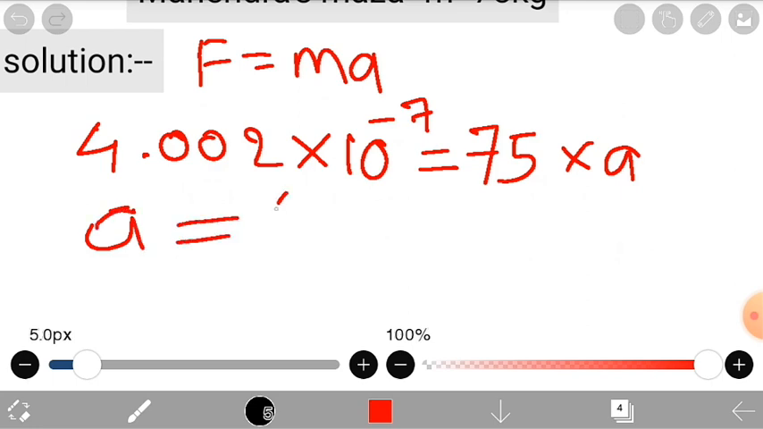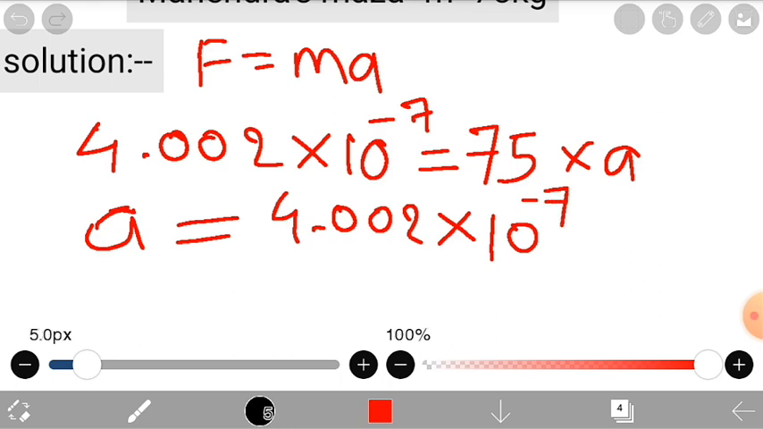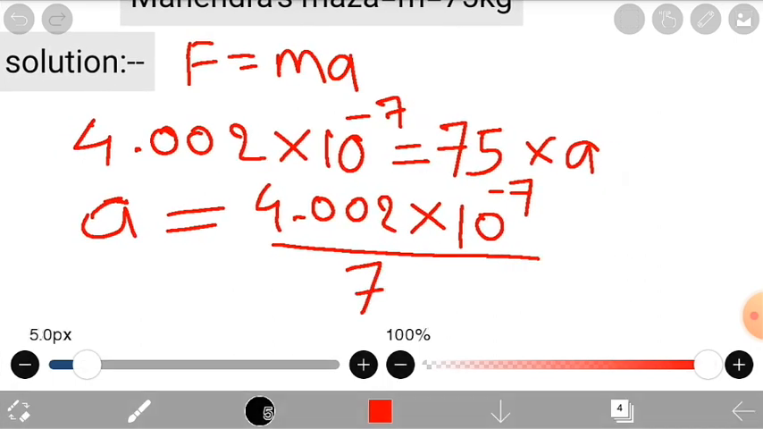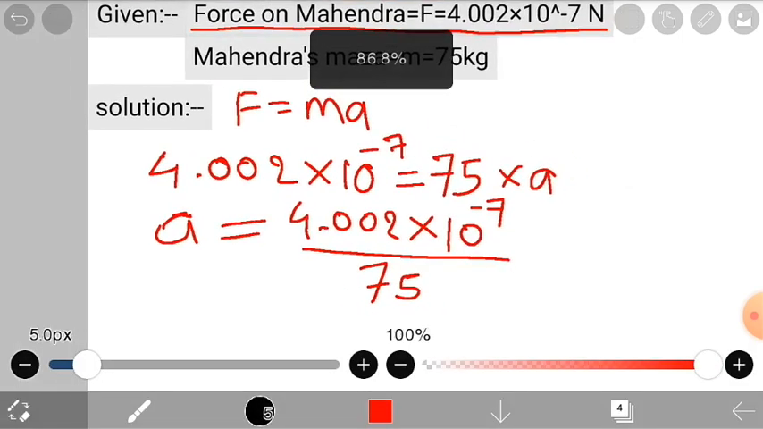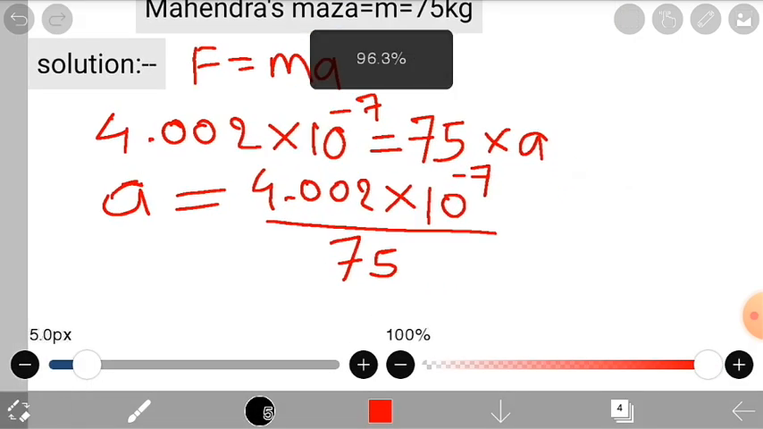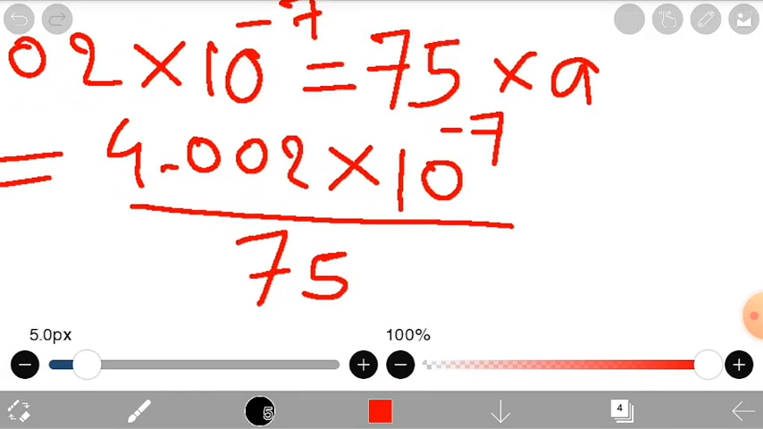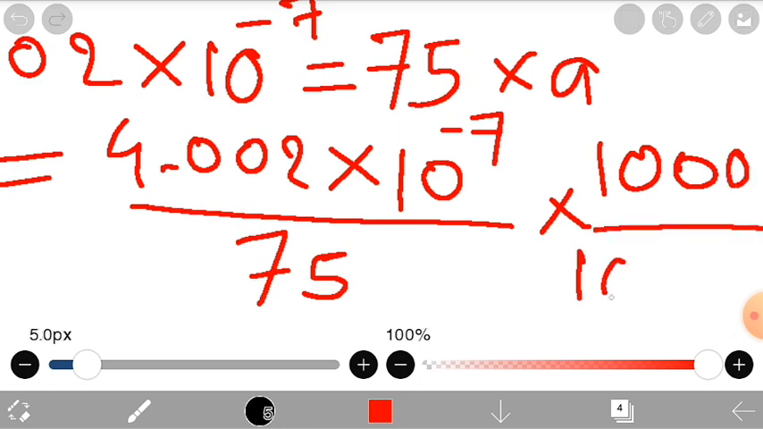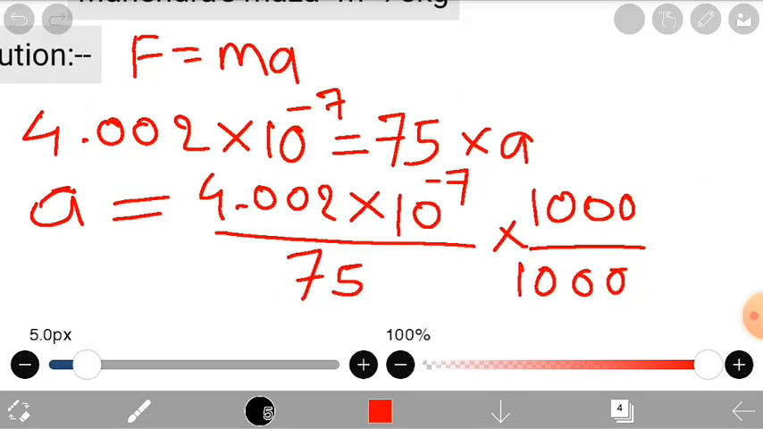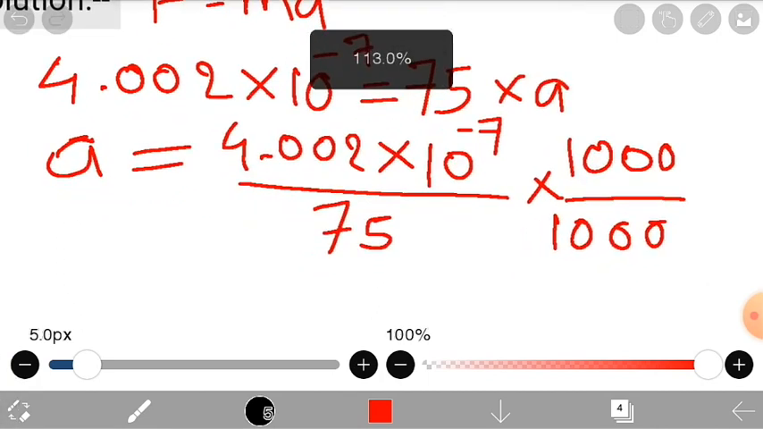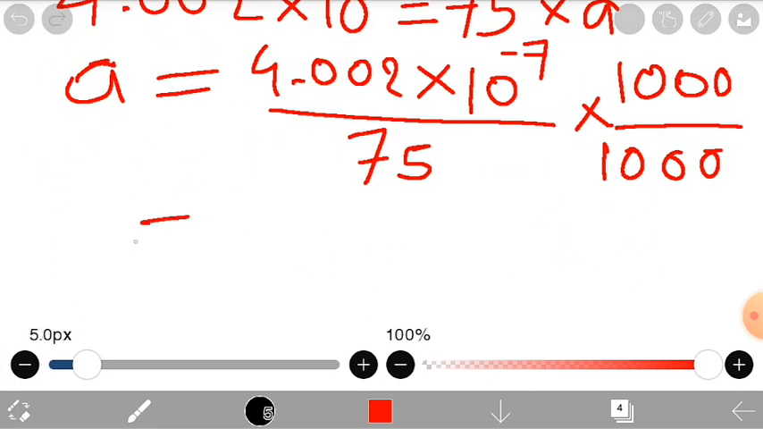So in the next step, a equals 4.002 into 10 raised to minus 7 upon 75. When we multiply and divide this fraction by 1000, let's see what we will get.